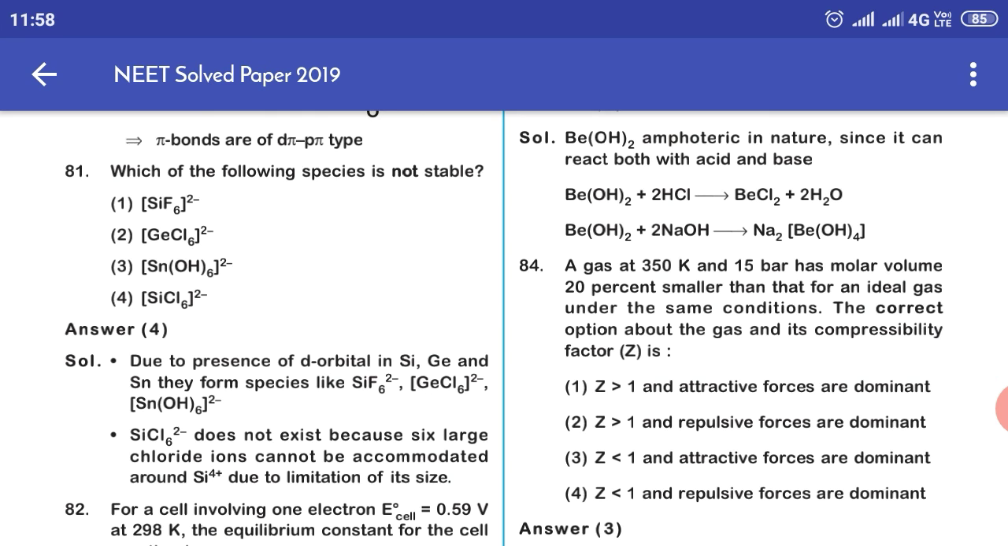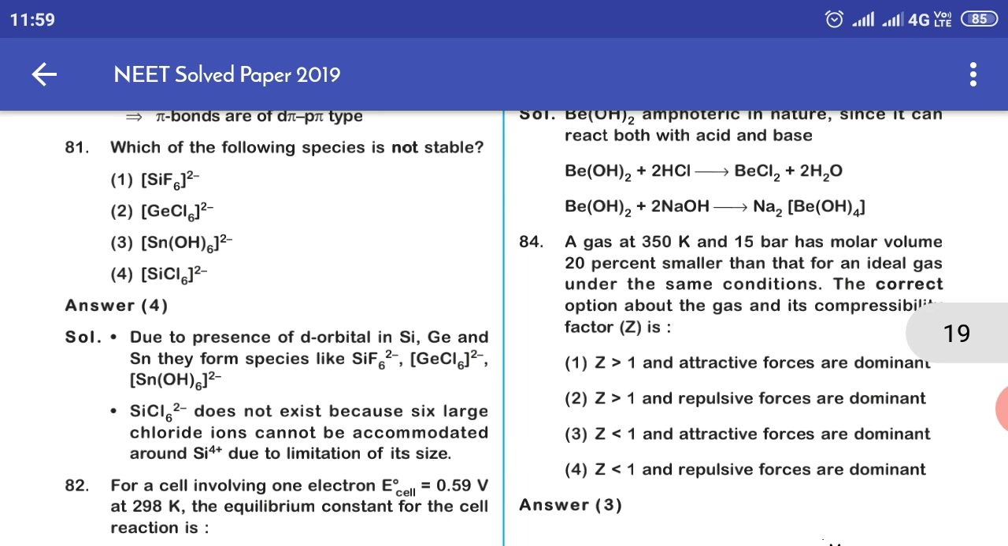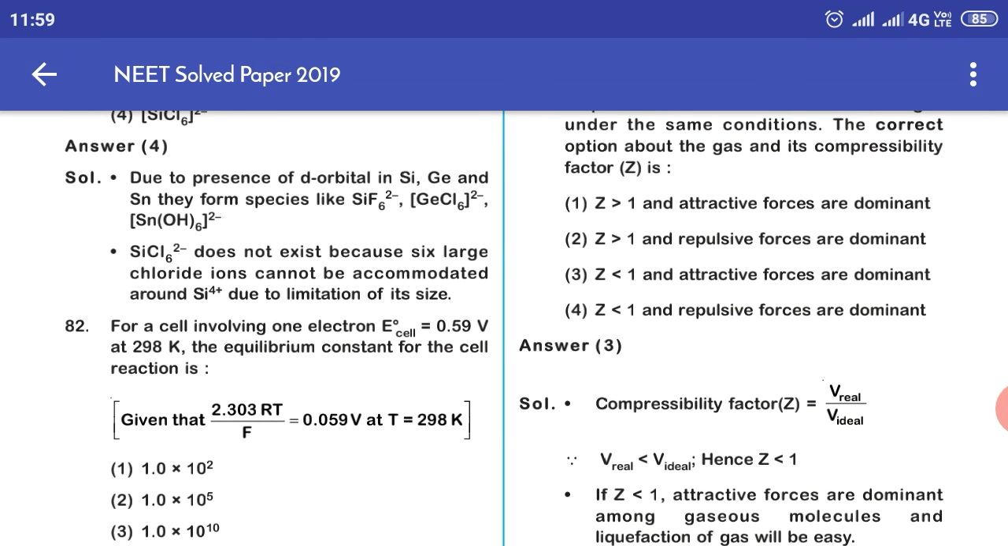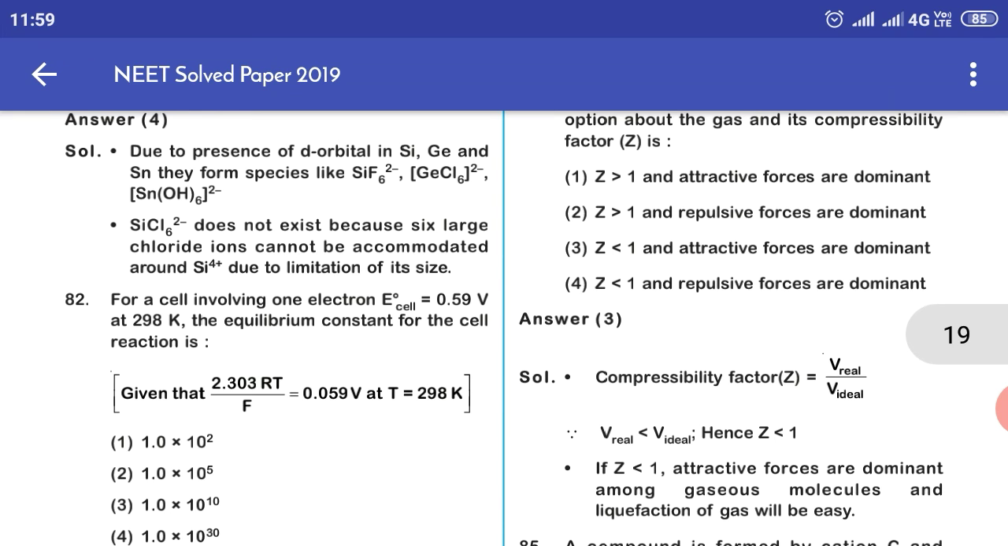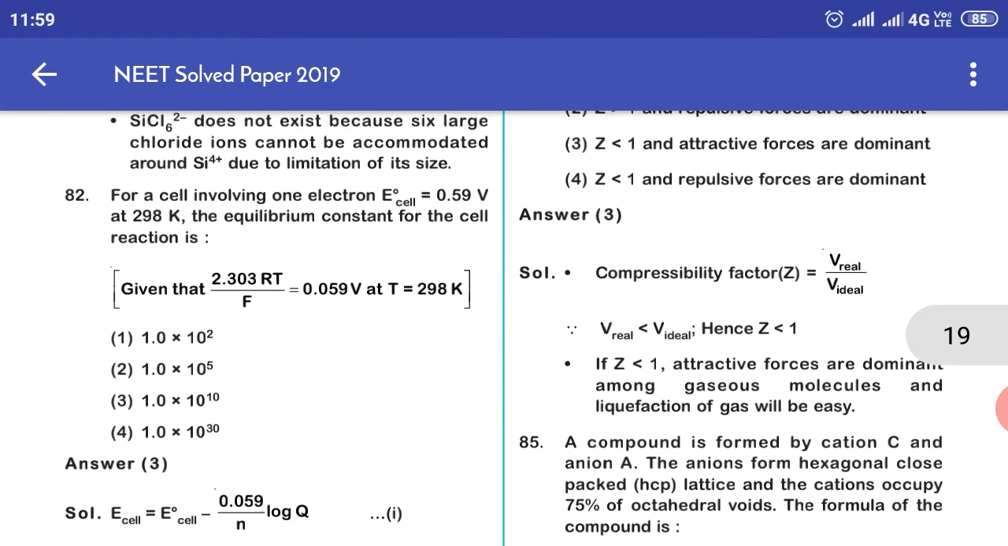81. Which of the following species is not stable? Option 4, SiCl6-2. Due to the presence of d orbitals in Si, germanium and tin, they form species like SiF6-2, GeCl6-2, Sn(OH)6-2. SiCl6-2 does not exist because 6 large chloride ions cannot be accommodated around silicon 4+ due to the limitation of its size.